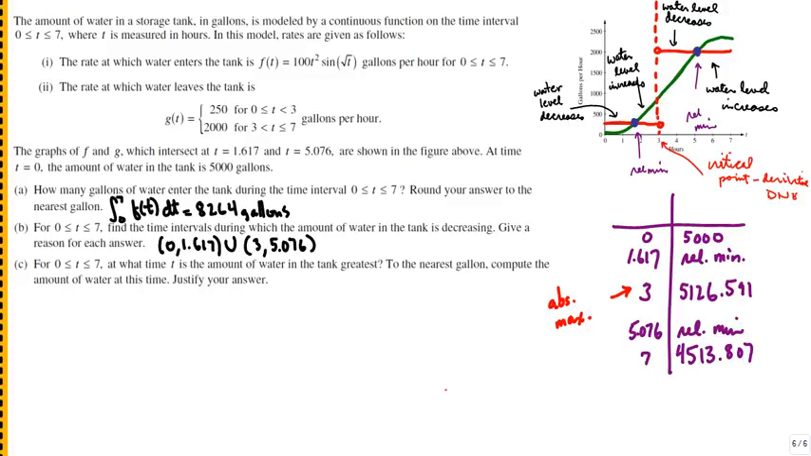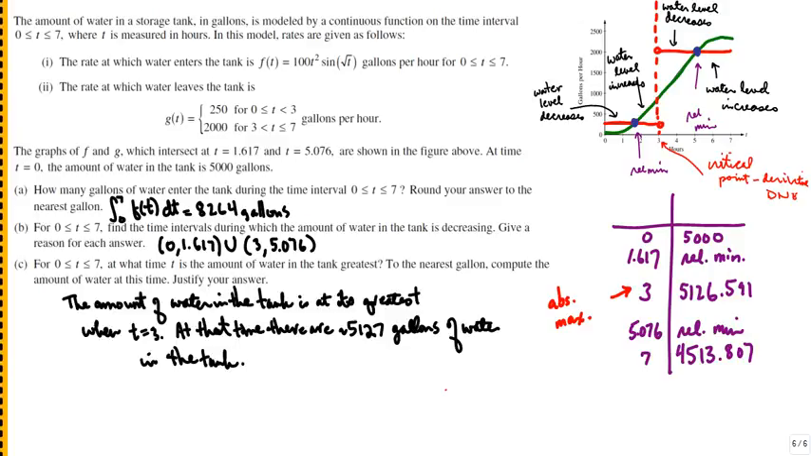So you can see clearly then that the maximum amount of water in the tank is at time t equals 3, and that's 5126.591. And so I conclude by saying the amount of water in the tank is at its greatest when t equals 3. At that time there are approximately 5,127 gallons of water in the tank.